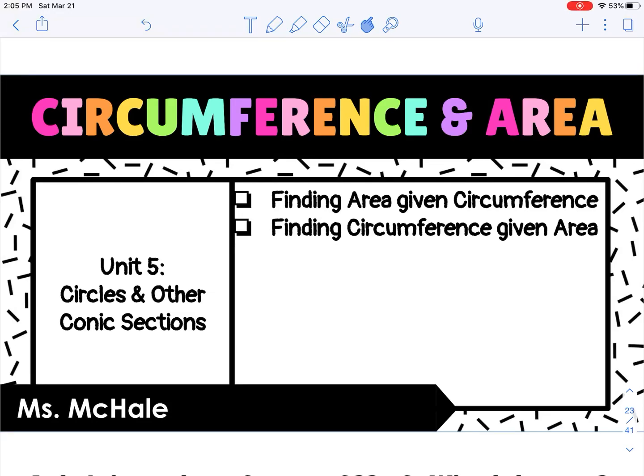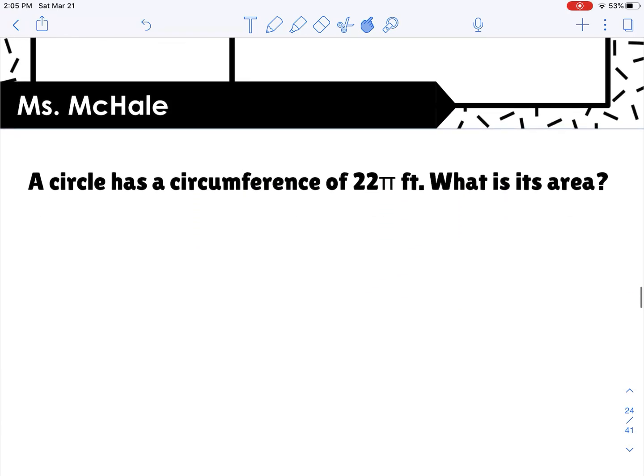In this lesson, we're going to talk about how circumference and area are actually related. If I know one, I can definitely find the other. We can find area given circumference, and we can find circumference given area. So let's check this out.